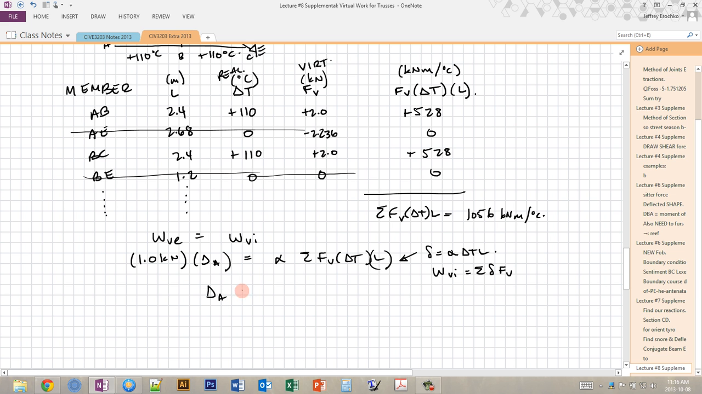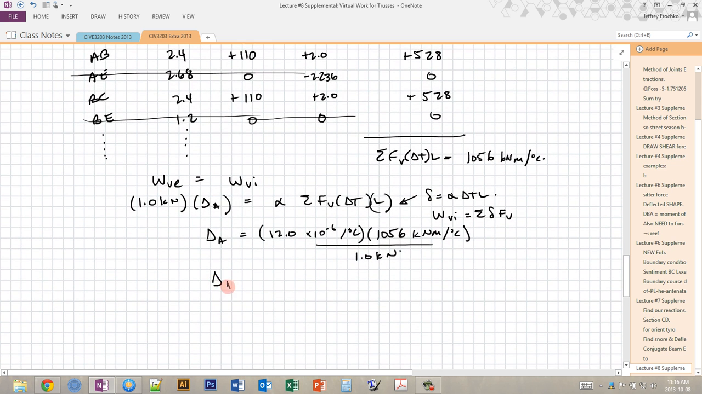So we can rearrange this for delta A, and we get this is our coefficient of thermal expansion, which was defined at the beginning. Then we have our 1056, which is our internal virtual work. And then divide that by 1.0 kilonewton, which is our unit load, and we get delta A is equal to plus 0.0127 meters, which is in the same direction as the unit load that we drew. So that's 12.7 millimeters up. So that's how you do it for temperature.